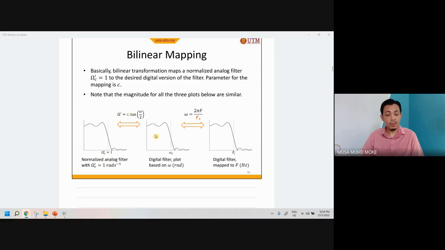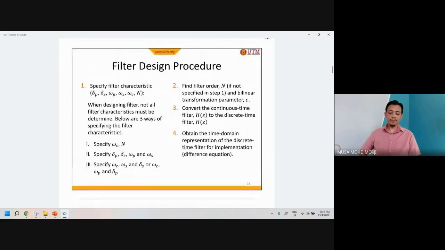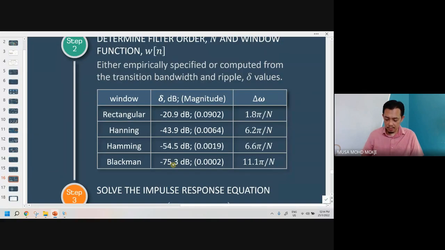This is just converting the digital filter so that you convert that omega c into a physical frequency. This is a normal conversion of a frequency. But the bilinear transformation is these two, between a normalized analog filter and the digital filter. That's the basic idea of how to do it. And this is the procedure. We have 4 steps. Let's see, I have this slide.